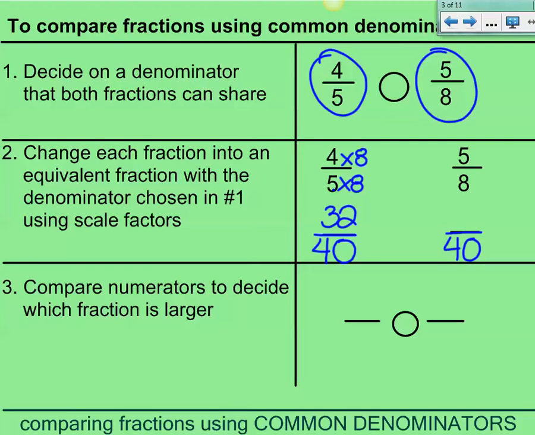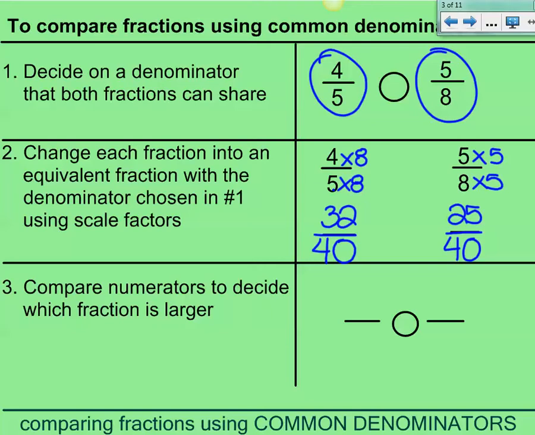Now let's look at 5/8. I need to change that into 40ths as well because I need my denominators to be the same. So what I'm going to do is multiply 8 times 5 to get 40, and since I multiplied the bottom by 5, I should also multiply the top by 5. So I'm going to get 25 over 40.